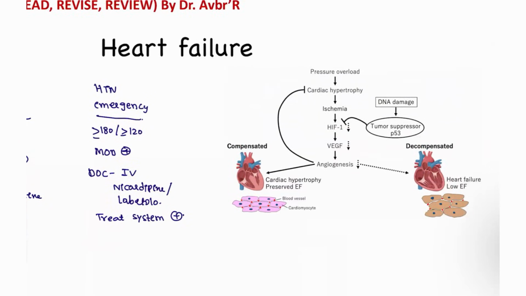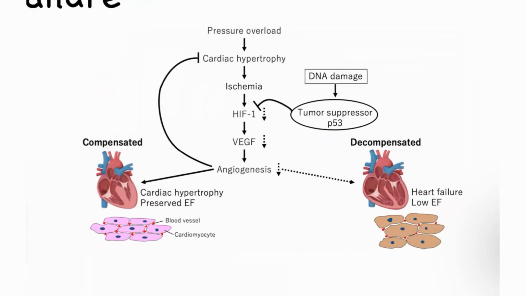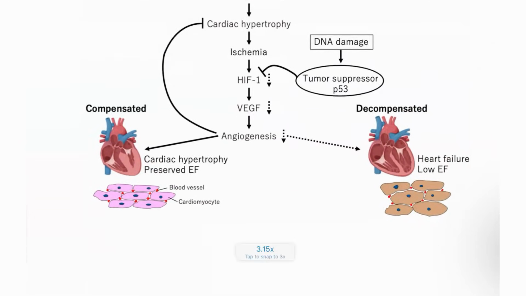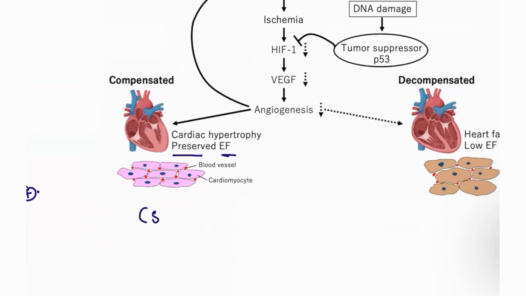Now moving on to heart failure. Most heart failures will be either compensated or decompensated. So what is meant by compensated? That means the ejection fraction is going to be preserved. This is usually the most common. About 50% of heart failures will be mostly compensated, and these are known as diastolic heart failures.